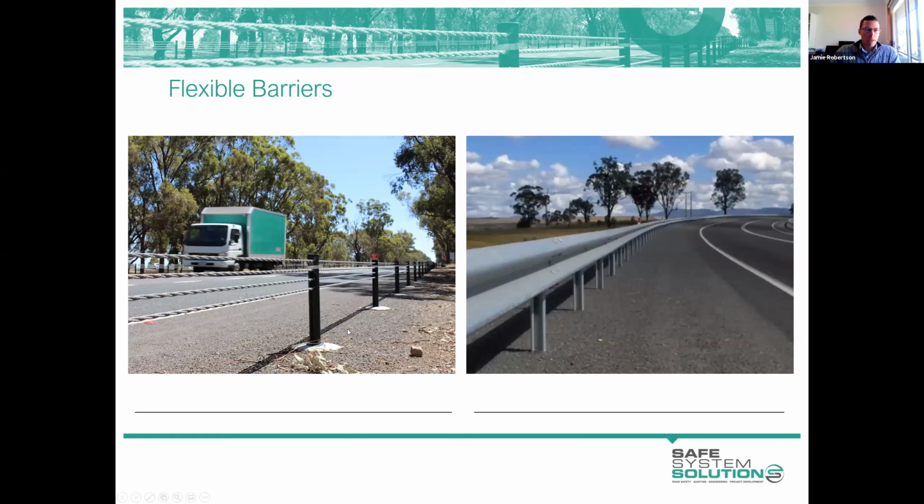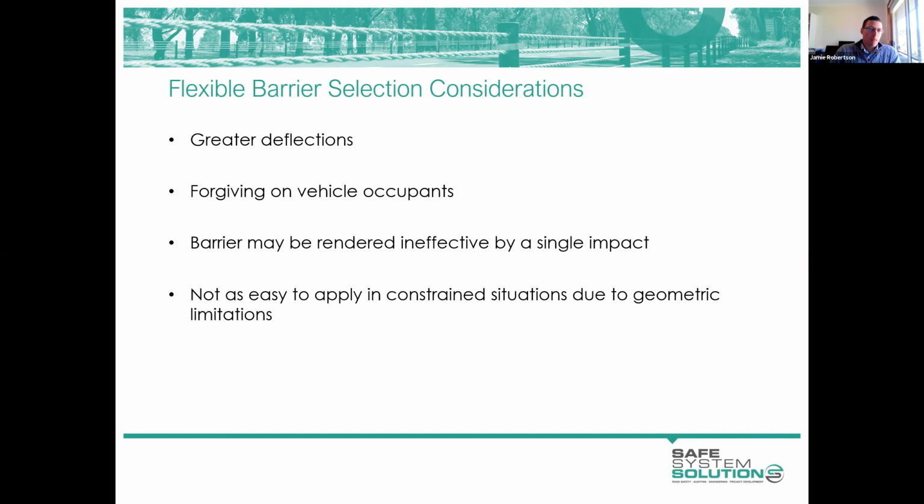In the flexible barrier category, we do have wire rope barriers, as you can see there on the left, and the newer breed on the right being the flexible W-beam systems, sometimes referred to as a weak post W-beam system. Each of these systems deflects by a fair bit, and therefore is really quite forgiving on the occupants of the impacting vehicle.